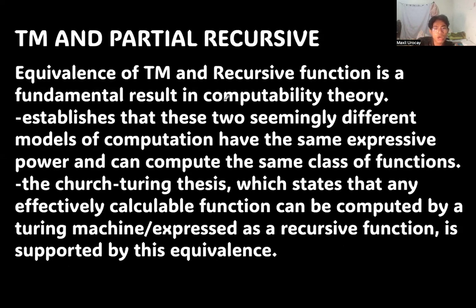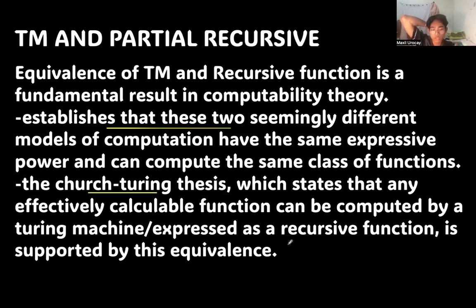The equivalence of Turing machines and recursive functions is a fundamental result in computability theory, and that established that these two seemingly different models of computation have the same expressive power and can compute the same class of functions. And the Church-Turing thesis, which states that any effectively calculable function can be computed by a Turing machine or expressed as a recursive function, is supported by this equivalence.